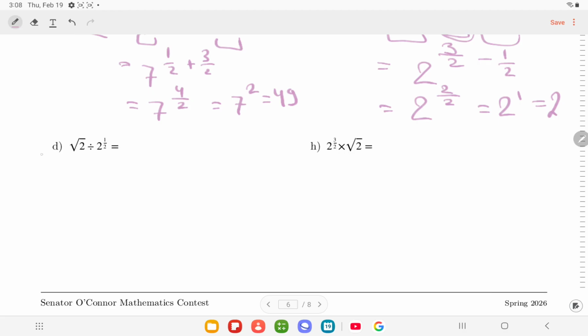And let's take a look at D over here. We have root 2, which can be written as 2 to the 1/2, divided by 2 to the power of 1/2.